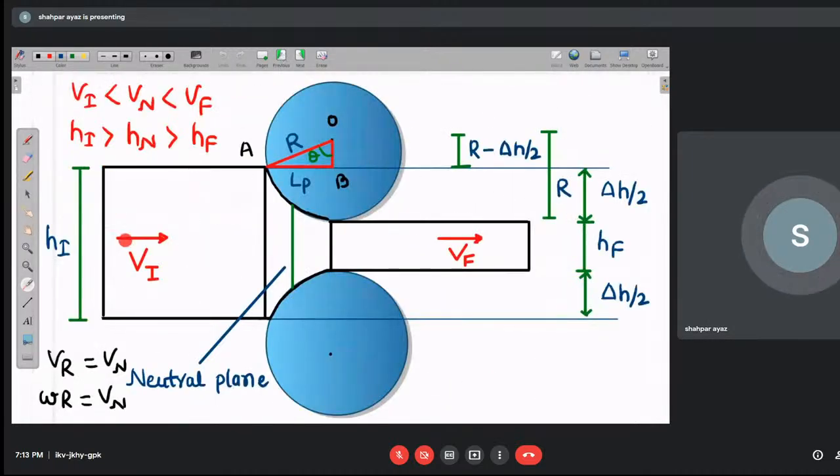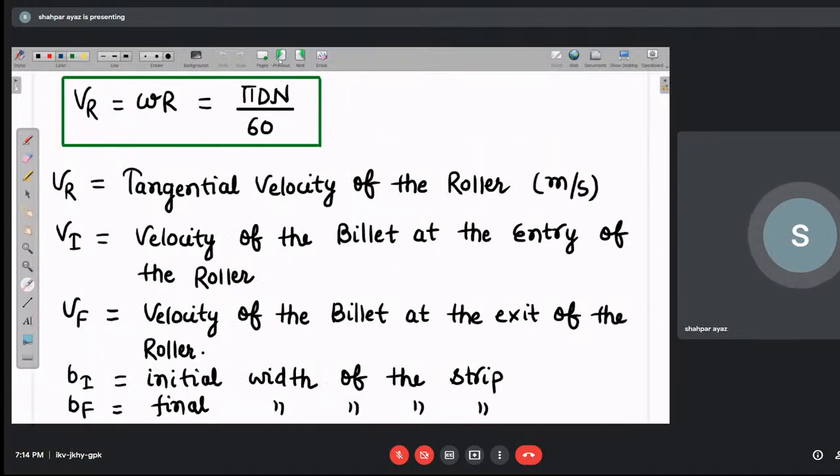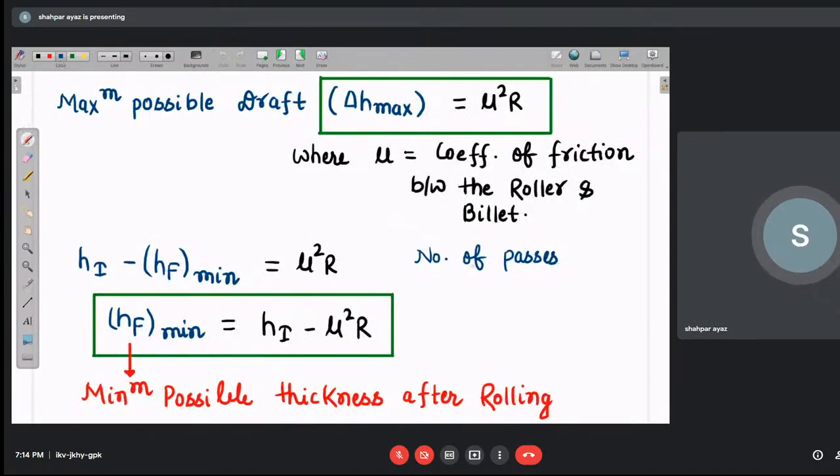So if the initial thickness is 30 mm, in one pass you will get 25. Again you put the 25 mm bar and repeat the same process, you will get 20 mm, then 20 to 15, 15 to 10, 10 to 5. This is how you get the number of passes required. We have a direct formula to calculate the number of passes. Number of passes is equal to initial thickness minus final thickness upon mu square by r, right? This is the direct formula you can use.